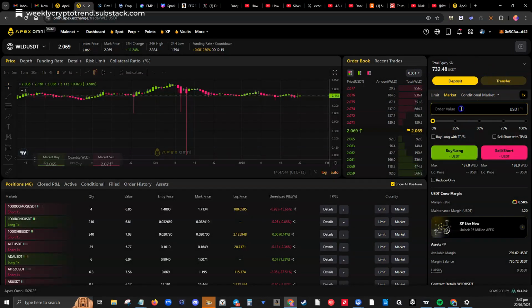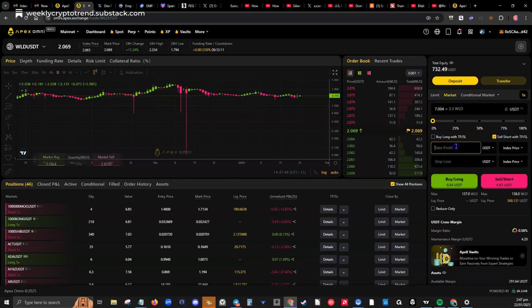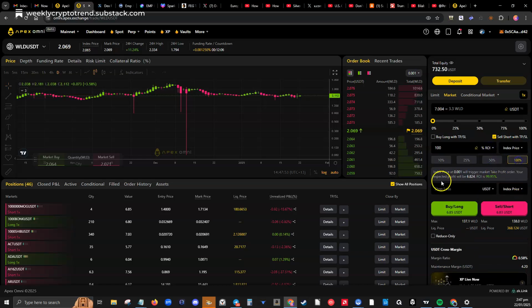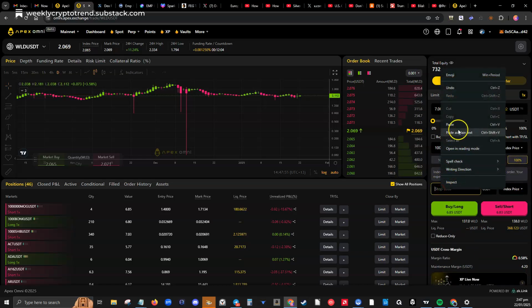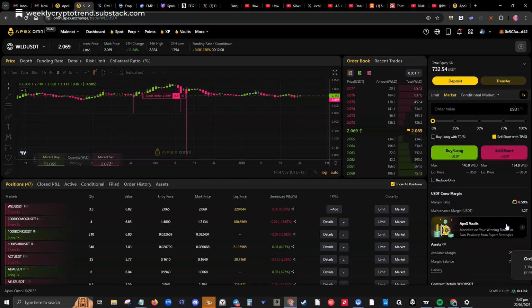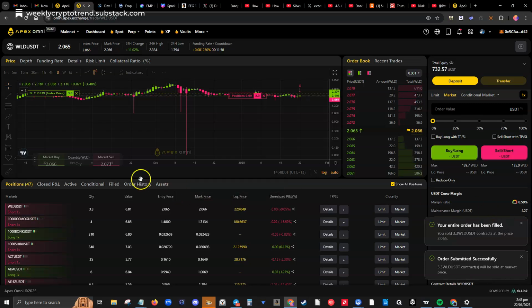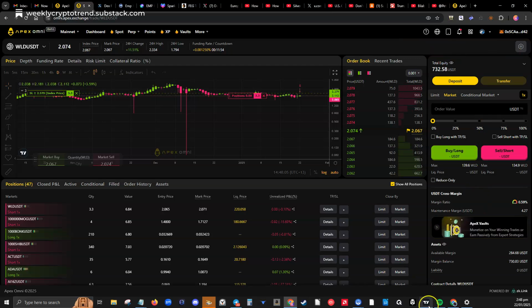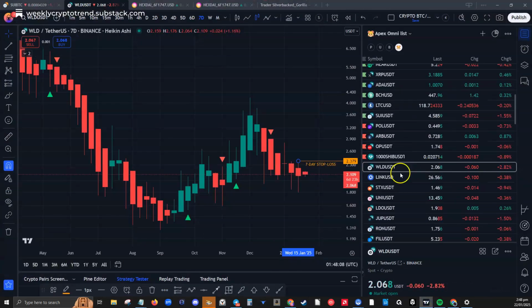Change that. Percent of my account there, sell short. The take profit, I want to take this percentage, just go 100%. Stop loss level's on the board and short. Done. And it's placed about a $6.81 position. That's nice. Okay, we're short there.